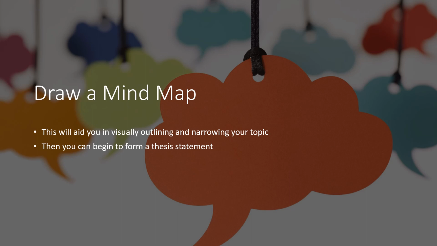It's helpful to draw a mind map. This will aid you in visually outlining and narrowing your topic so that you can begin to form a thesis statement.